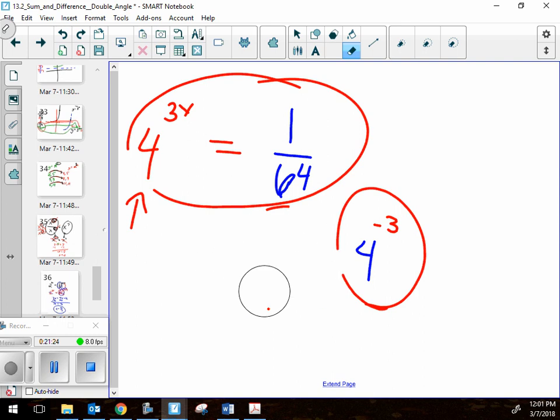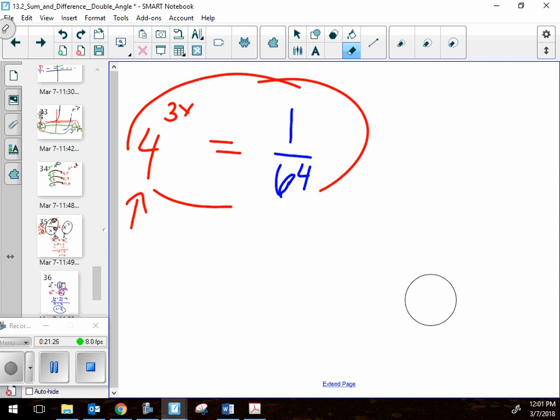Assuming the problem was what's on the board, finish it from there. 4 to the 3x is equal to 1/64. I'm going to make the bases the same. Now, I'm aware that the bases can't always be made the same, but we will do some where you can. And what if you couldn't make the bases the same? Then you could always graph both sides and see where they cross. That method will work every time.